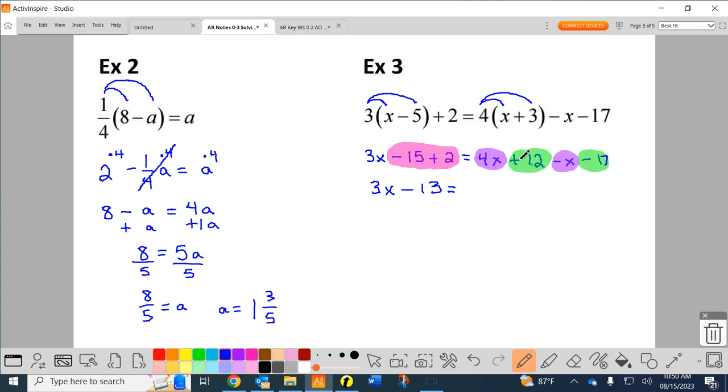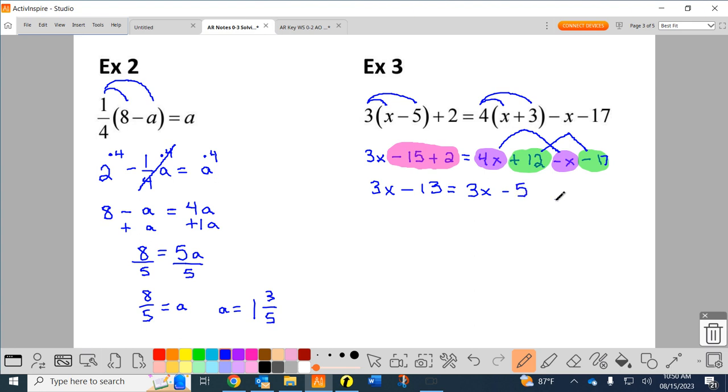For the next one, when we combine the x's, what is 4x minus x? 3x. And then the next part is going to be 12. Now, wait a minute. Be careful. Is it 12 plus 17 or minus 17? Minus 17. Which leaves you negative 5.